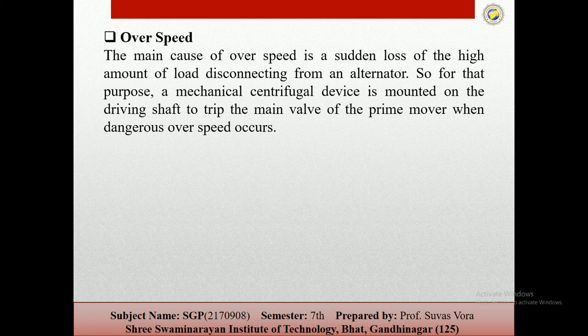The main cause of the overspeeding is sudden loss of a high amount of load disconnecting from the alternator, and for that purpose a mechanical centrifugal device is mounted on the driving shaft to trip the main valves of the prime mover when dangerous overspeed occurs. अगर प्राइम मूवर फेल हो जाता है तो ओवर स्पीडिंग होगा और ओवर स्पीडिंग की वजह से कई बार स्टेटर वाइंडिंग या रोटर वाइंडिंग भी डैमेज हो जाती है.